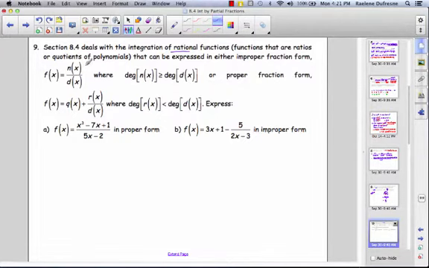So if we have improper fraction form, the degree of the numerator is greater or the same as the degree of the denominator. Otherwise, we can rewrite in proper fraction form where the fraction part has a numerator whose degree is going to be less than the degree of the denominator. So we are going to convert the rational expression x cubed minus 7x plus 1 over 5x minus 2 to proper fraction form and then reverse the process for part B.